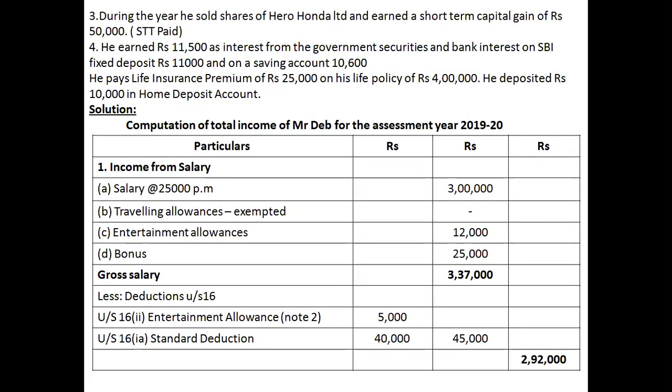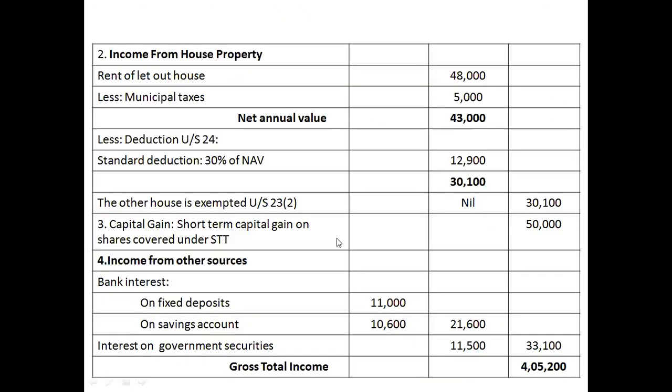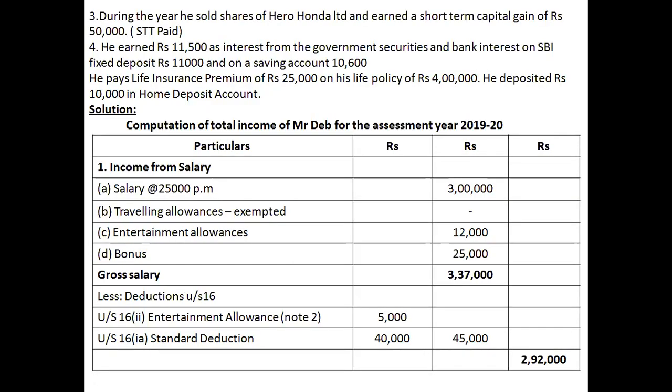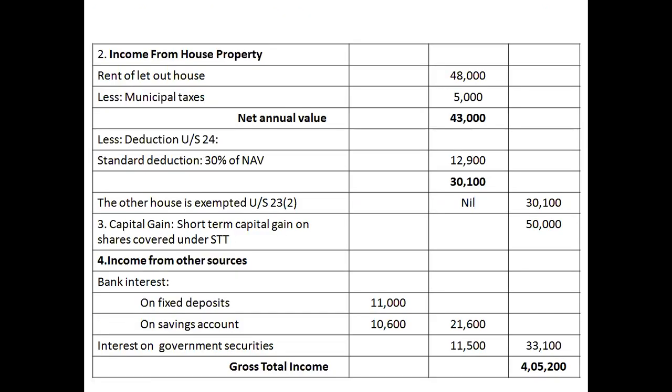Then we have taken interest on government securities. What is the interest on government securities here? It is 11,500. So 21,600 plus 11,500 gives 33,100. The total of all the heads of income, the first one, is 2,92,000. Then income from house property is 30,100, capital gain is 50,000, and income from other sources is 33,100. Gross total income is 4,05,200.